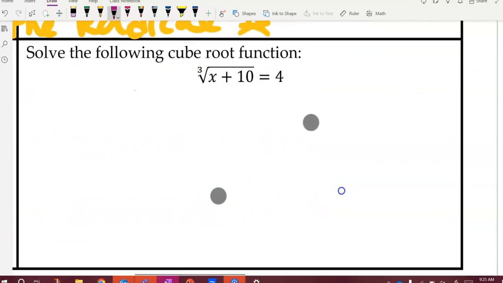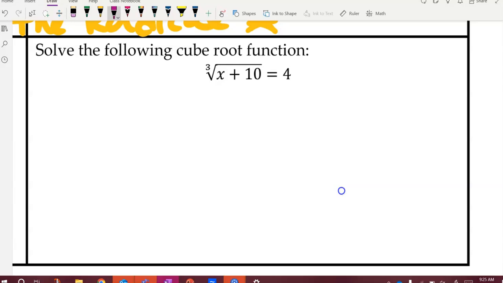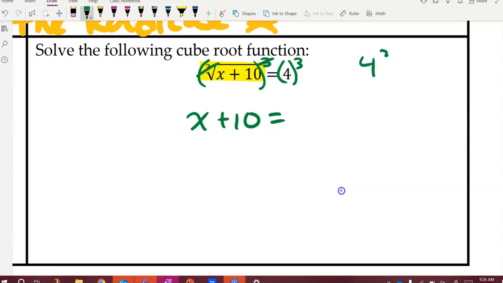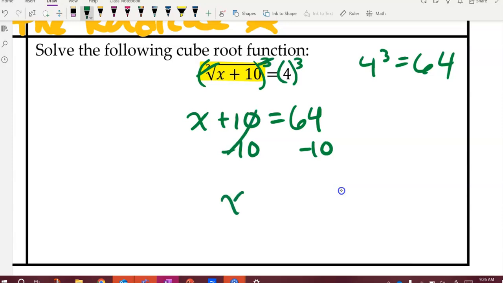Last one on the first page. Solve the following cube root equation. Here's our root. It's alone on the left side. We can't touch the inside until we get rid of the root. How do we get rid of it? We cube it. That leaves us with x plus 10 on the left and 4 cubed on the right. 4 cubed is 64, just like we said in the problem above. And our last step is to subtract the 10.